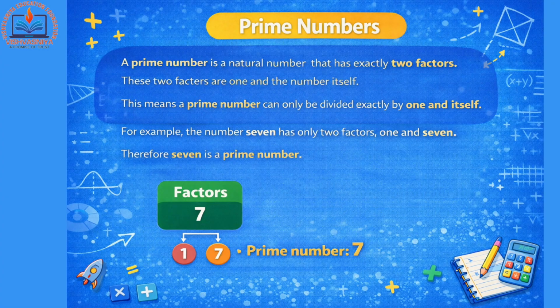A prime number is a natural number that has exactly two factors. These two factors are 1 and the number itself. This means a prime number can only be divided exactly by 1 and itself. For example, the number 7 has only two factors, 1 and 7. Therefore 7 is a prime number.